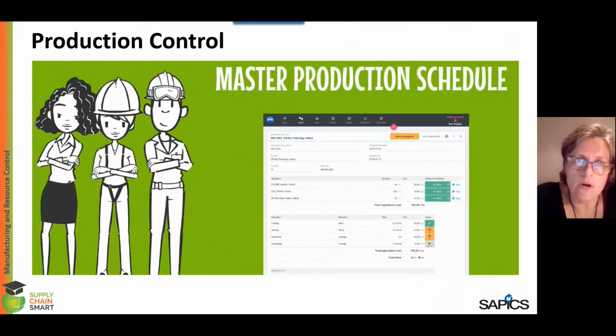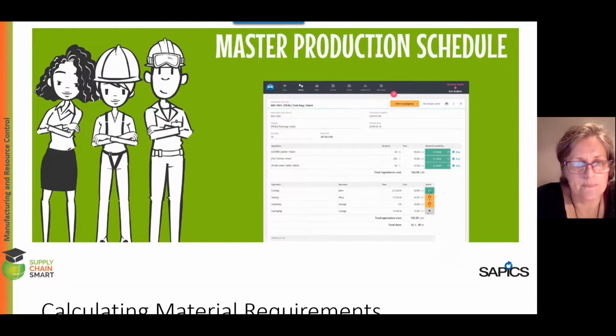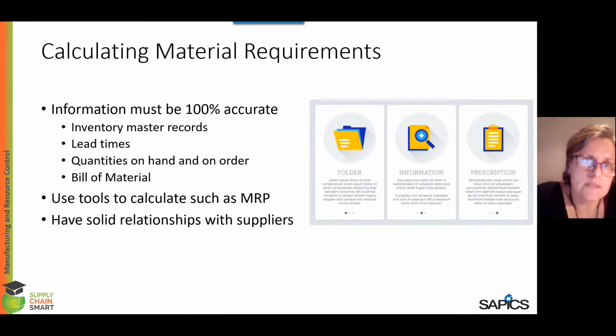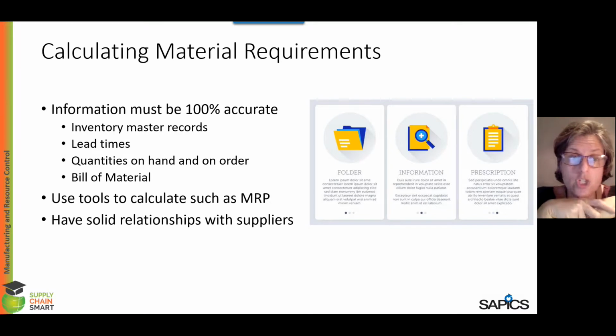So, production control sits within the master production schedule. This is the place where we go in order to make sure that we know what is going on from a day-to-day, hour-to-hour basis. Part of production control is making sure we understand the material requirements, and this information has to be 100% accurate, because if there is an error in your material master, the inventory master records, the lead times, the quantities on hand, and the bill of material, you stand the chance of running out of materials. Tools such as material requirement planning will help you with this, but even better is solid relationships with your supplier.